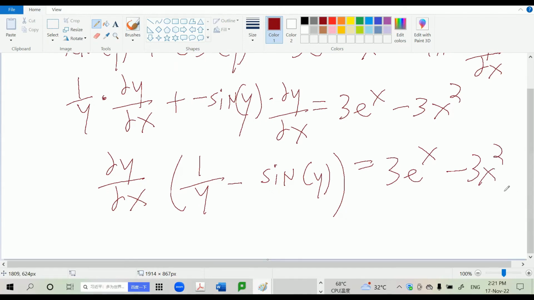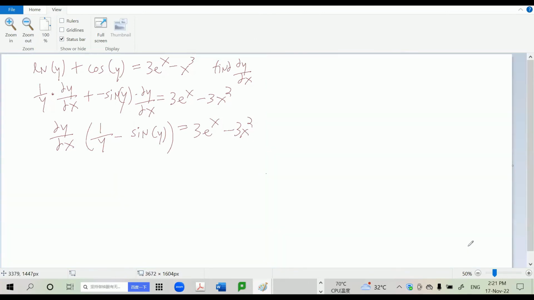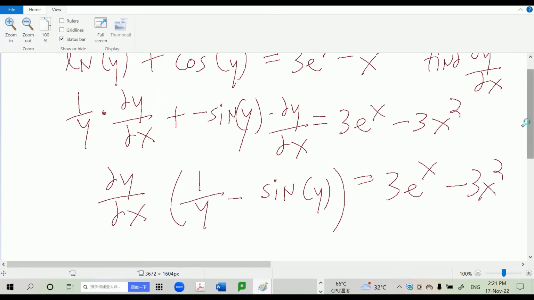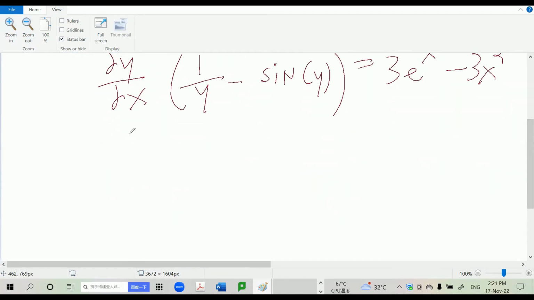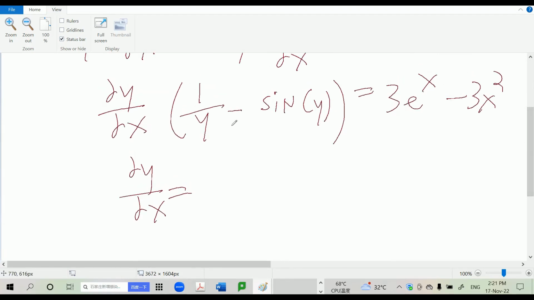Okay, so I have one last step. I want to isolate dy over dx completely by itself. So I have one more step to do. That would be dy over dx is equal to all this divided by this, right? All that divided by all this stuff here.